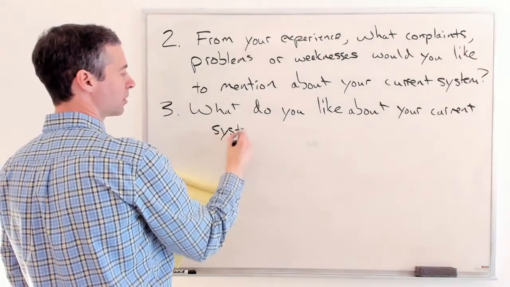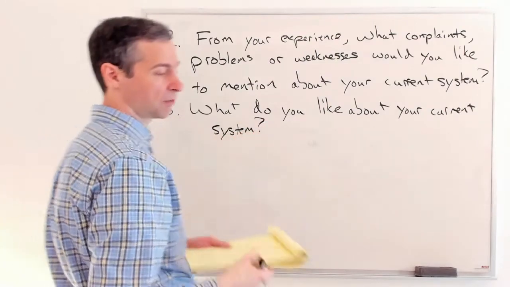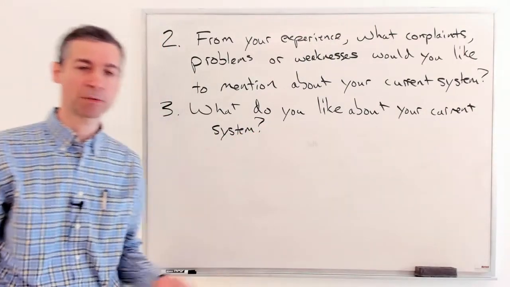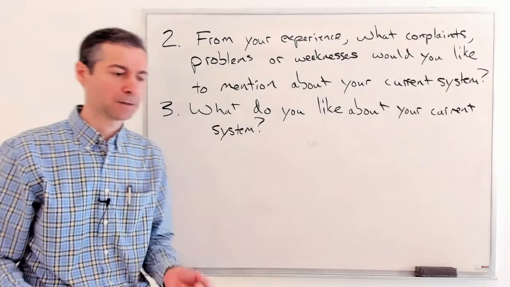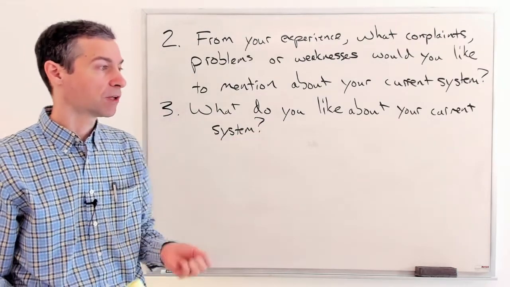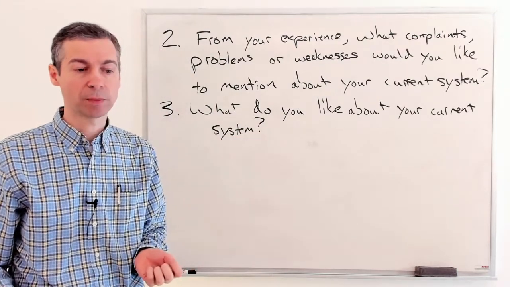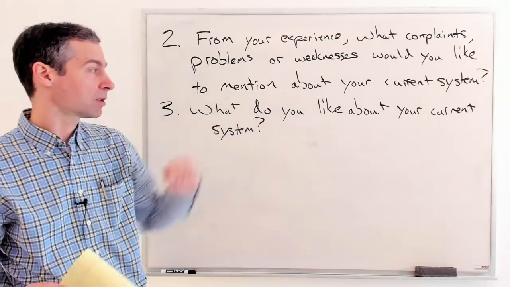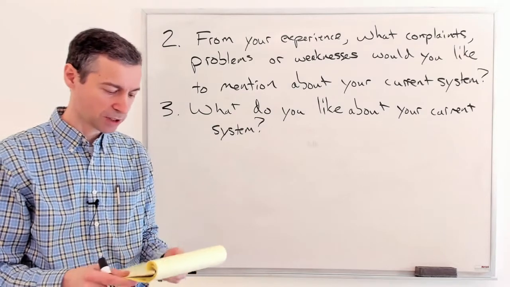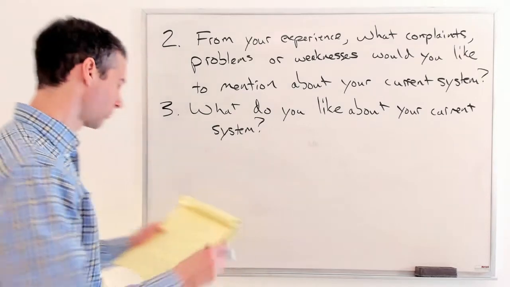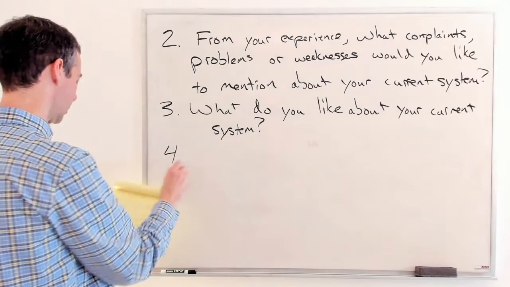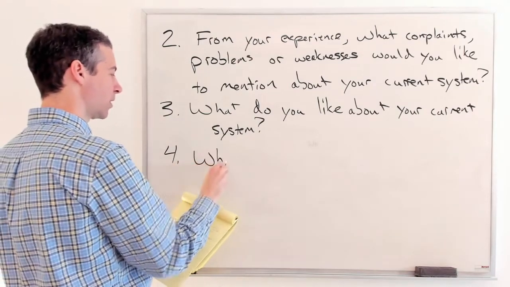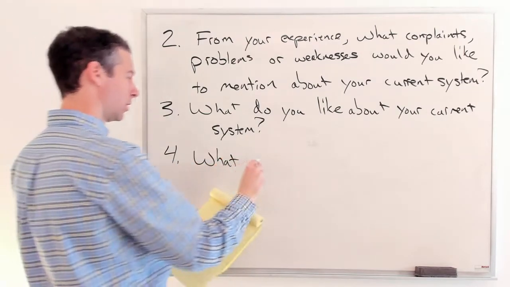And what do you like about your current system? Now, if they have no system, I suppose there might be nothing to like. This might be pretty brief, but almost everything has got something to talk about in this regard. Then we're moving on. This is the conclusion of our four.